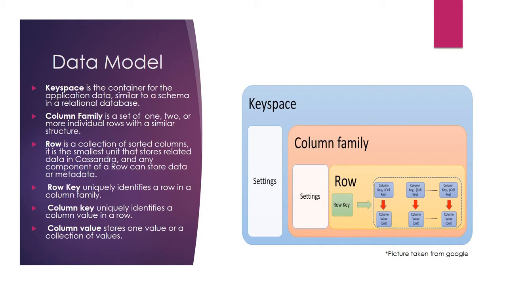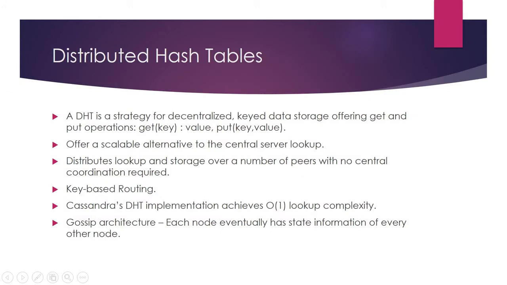So this is basically the data model that Cassandra uses. And we're going to talk about distributed hash tables in the next slide. A distributed hash table is a fundamental principle of distributed systems, and it is a strategy for decentralized key-value storage, which offers get and put operations. You get a value by giving the input key, and you do a put operation by giving the input key and value.